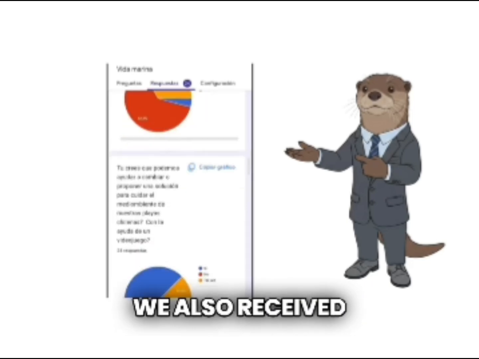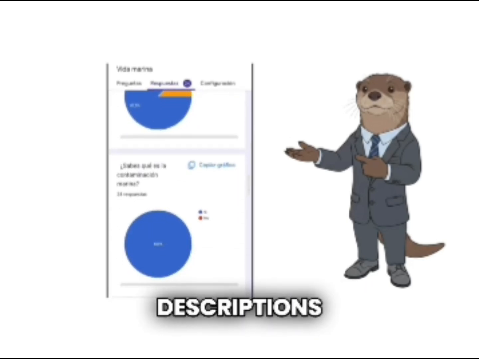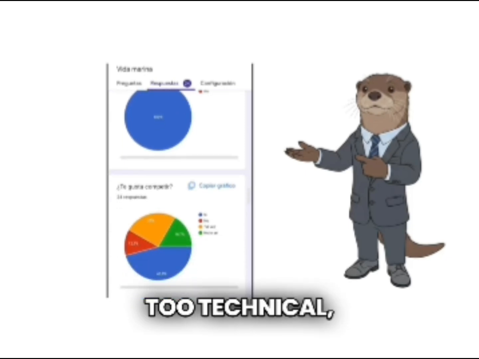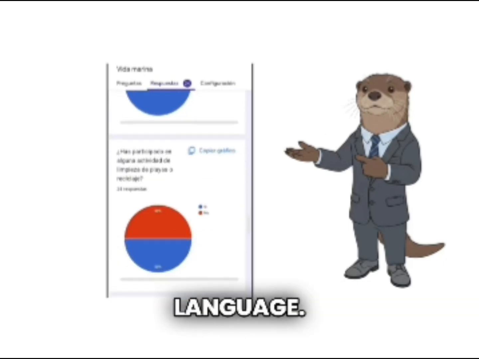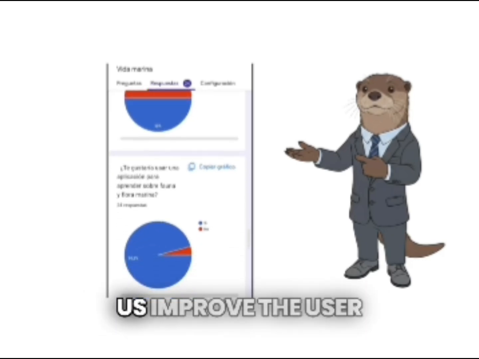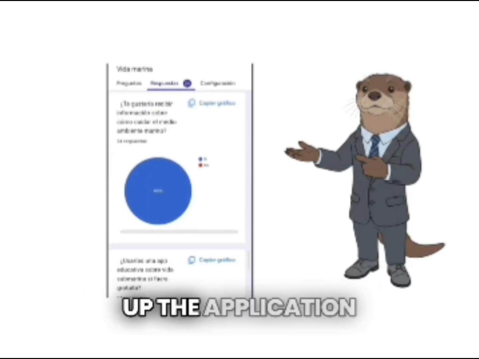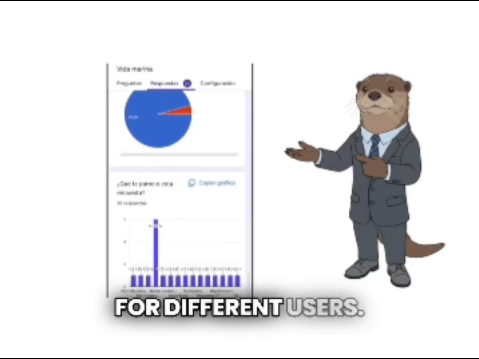We also received feedback about the species descriptions. Some of them were too technical, so we simplified them and used clearer, more accessible and educational language. These changes helped us improve the user experience and make the application easier to understand for different users.